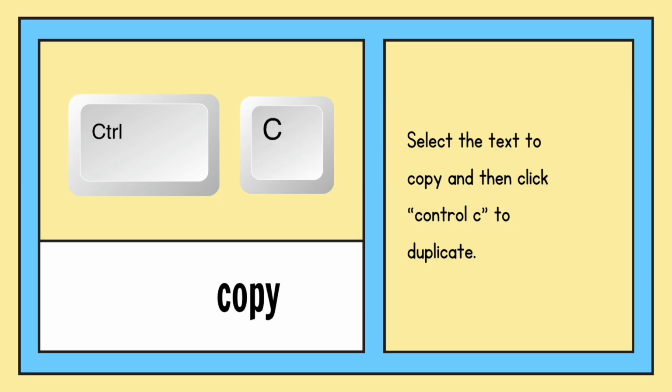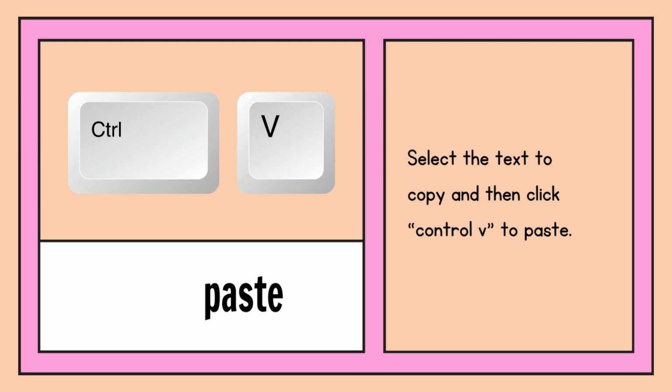Ctrl plus C, copy. Select the text to copy and then click Ctrl C to duplicate. Ctrl plus V, paste. Select the text to copy and then click Ctrl V to paste.